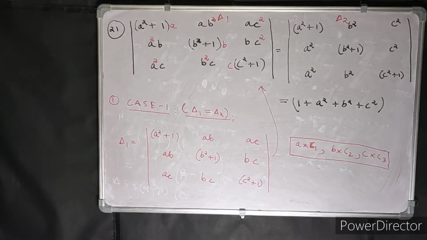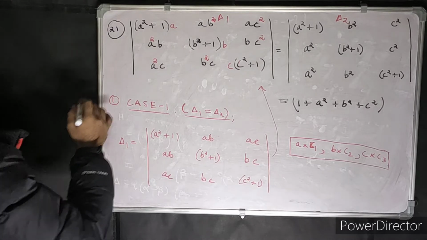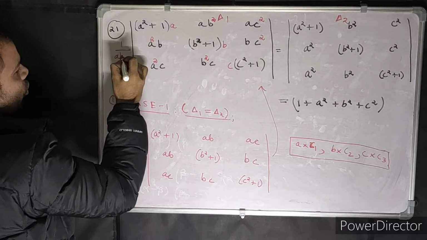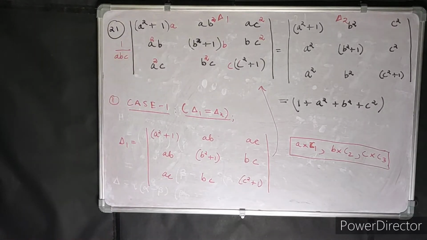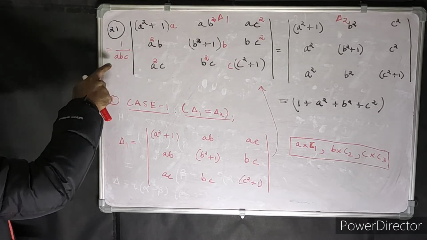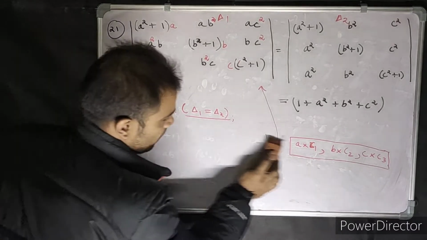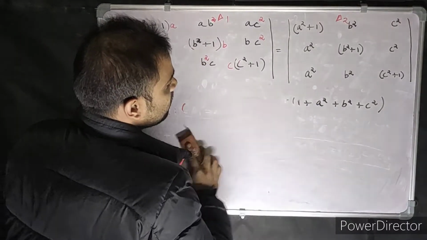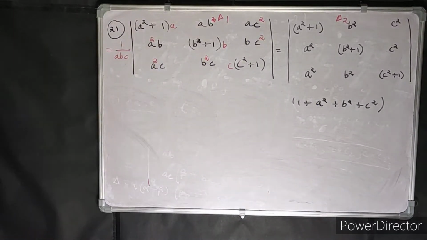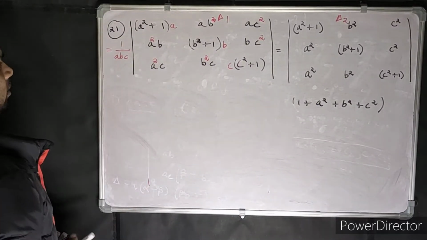Now from there, I also have to divide by 1 by abc. So divide by 1 by a, 1 by b, 1 by c will give you 1 by abc. Don't forget that. If you don't divide by 1 by abc, you're making a mistake. So that is done. Now next part.